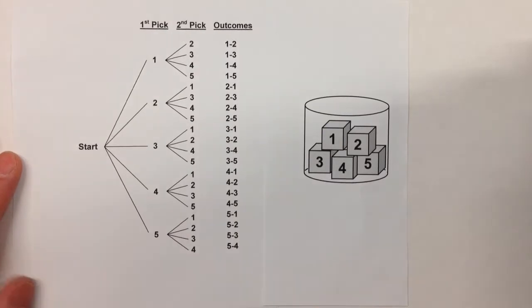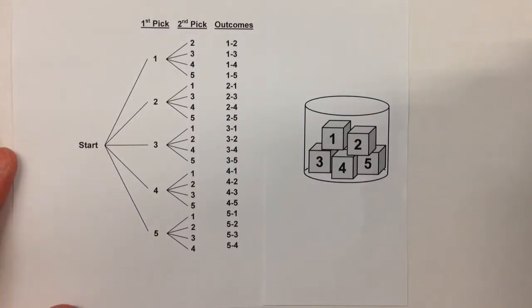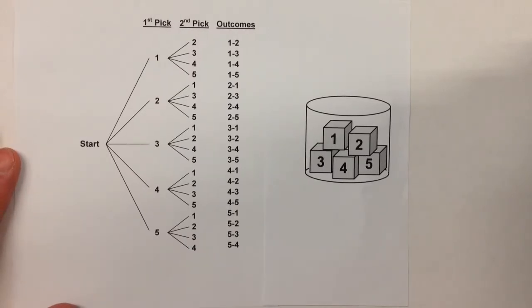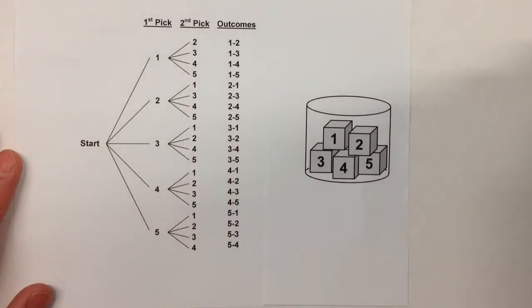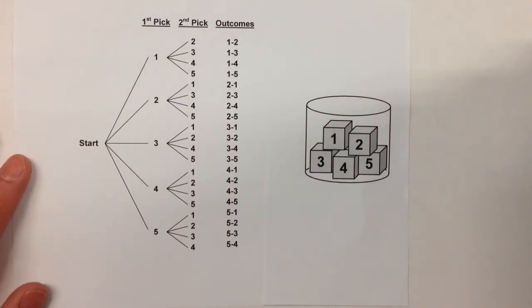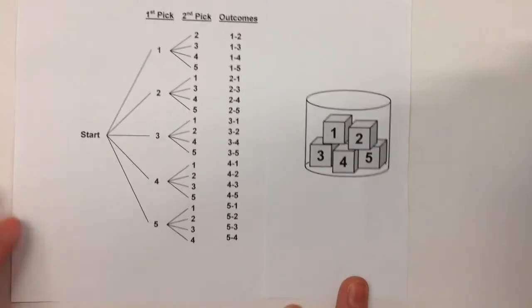Today, though, our focus wasn't so much on what the outcomes are, but more on how many outcomes there will be. Now, if you wanted to know that, you could make a counting tree and just count up all the outcomes, but there's actually a faster way, and we learned a quick trick for that today.